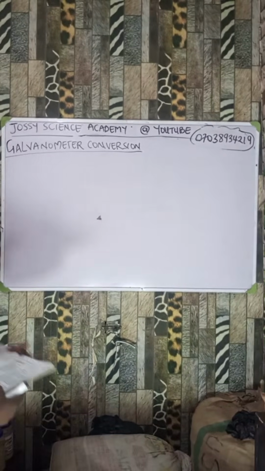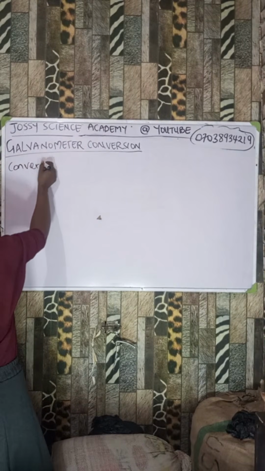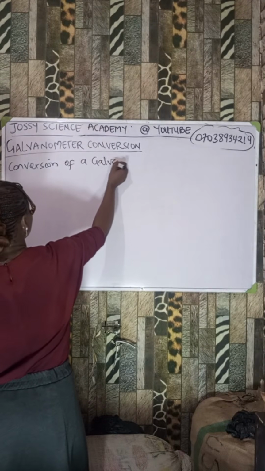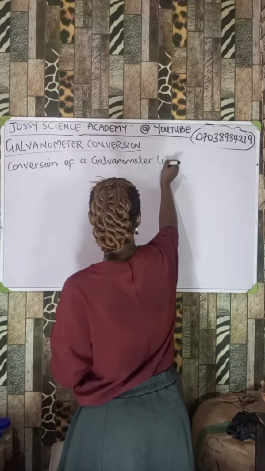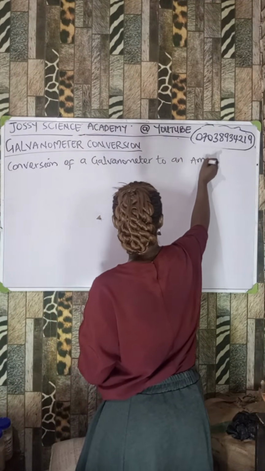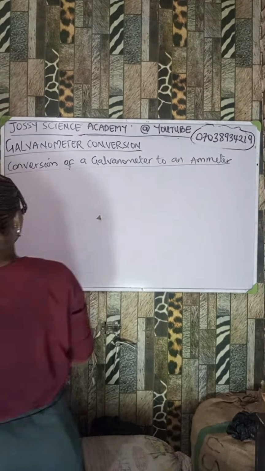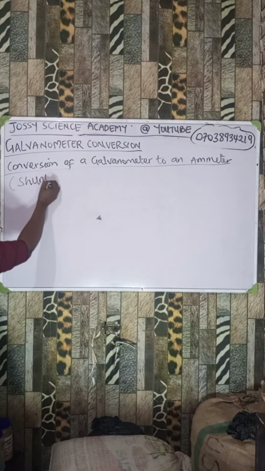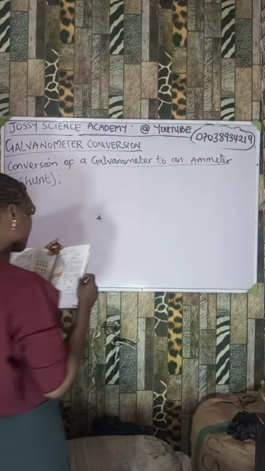So the first part is the conversion of a galvanometer to an ammeter. Here we're using an instrument called a shunt. Let me just write it down so I can explain from there.